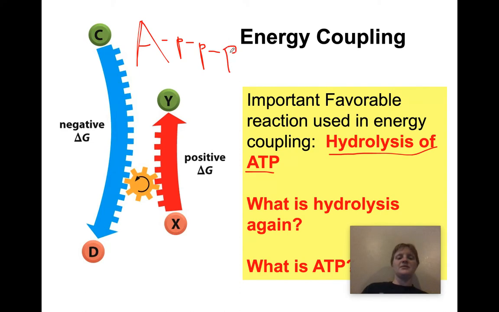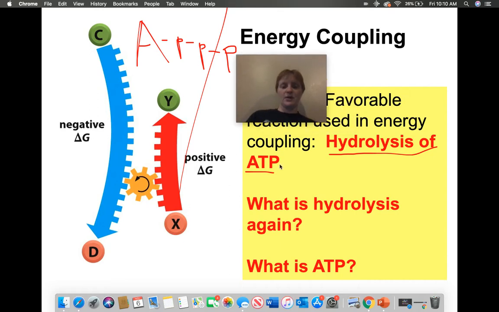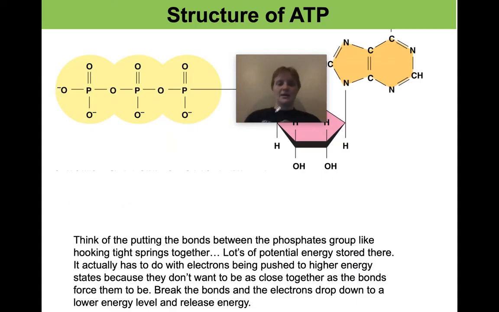And one of the ways that we get a lot of energy, so one of these negative change in G reactions, is we can break ATP. And this bond holds so much energy that when you break this, it drives the other reactions. All right? And so that, we're going to talk a lot more about ATP later on, but that is kind of how that works. Okay, so here we go.